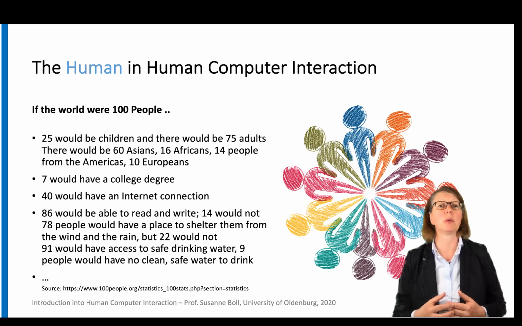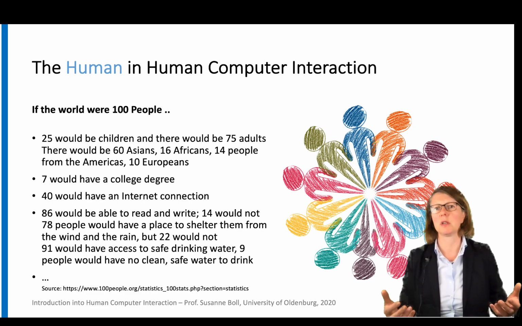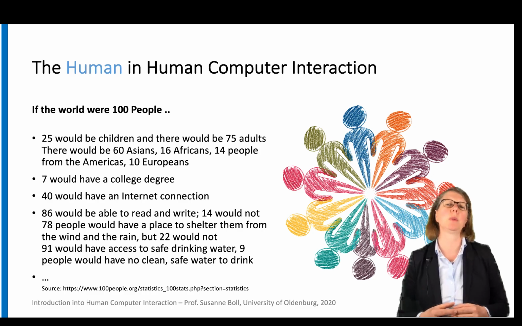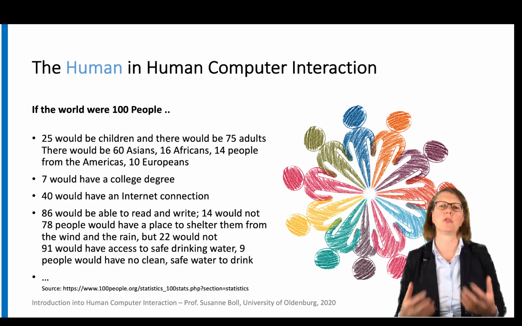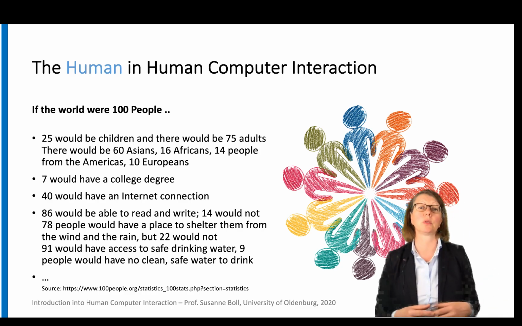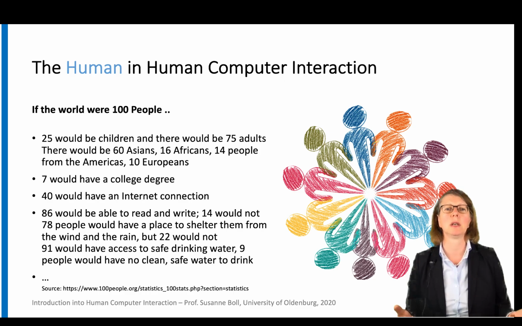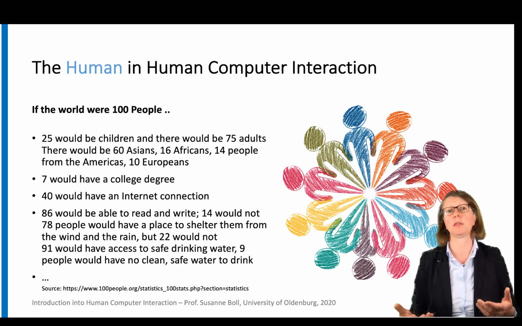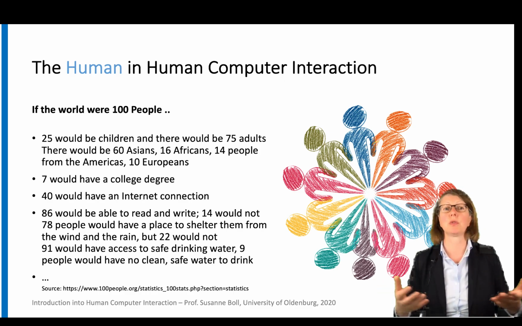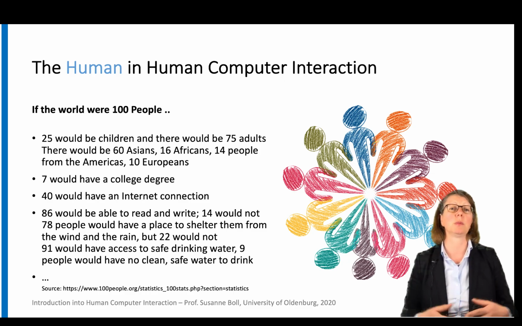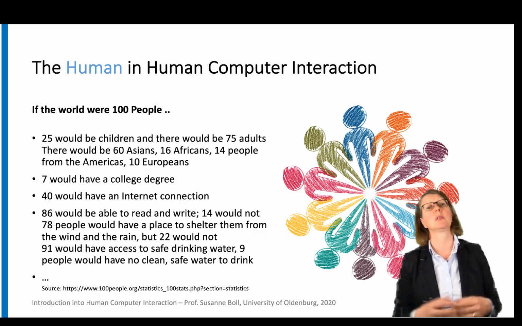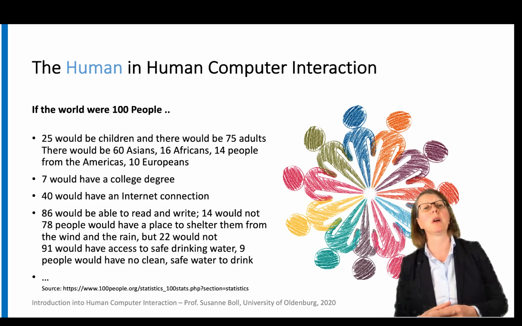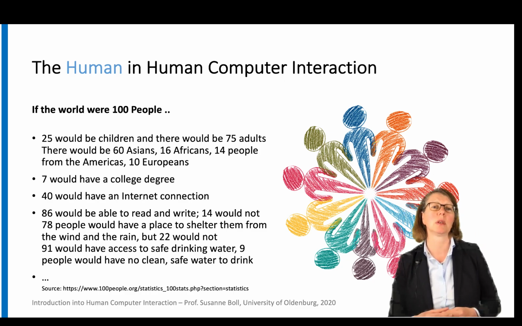The human in human-computer interaction is not only identified by the different sensory, cognitive, and physical abilities, but we are also very different individuals. So if the world were 100 people, there's a very famous statistic out there, there would be very many different situations individuals find themselves in. 25 would be children, and there would be 75 adults. In different countries, there would be 60 Asians in 100 people, 16 Africans, 14 people from the Americas, and 10 Europeans.